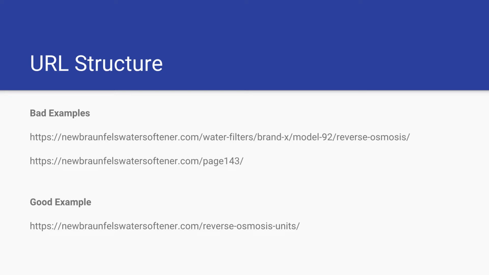If you look at our bad examples, the very first one is a very long URL. Somebody is not going to type that in. They're only going to click it from the web browser. The second bad example doesn't tell us really what the page is about. Now, if our page was about reverse osmosis units, a good example would be the one we have displayed.